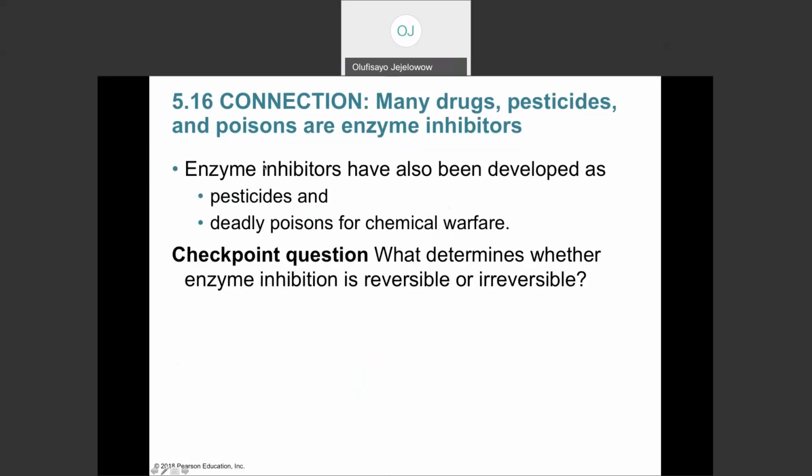Enzyme inhibitors have also been developed as pesticides and deadly poisons of chemical warfare. A nerve gas, for instance, would inhibit important enzymes in the metabolic pathway, and within a very, very short time, the entire system shuts down, because enzymes are needed for all of the activities in the cell, especially cellular respiration, all of those things. Checkpoint question: what determines whether enzyme inhibition is reversible or irreversible?